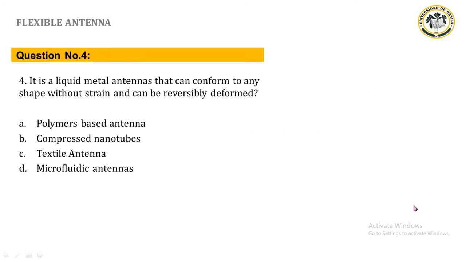Next, question number 4. It is a liquid metal antenna that can conform to any shape without strain and can be reversibly deformed. A. Polymer-based antenna. B. Compressed nanotube. C. Textile antenna. D. Microfluidic antennas. The correct answer is letter D. Microfluidic antennas.